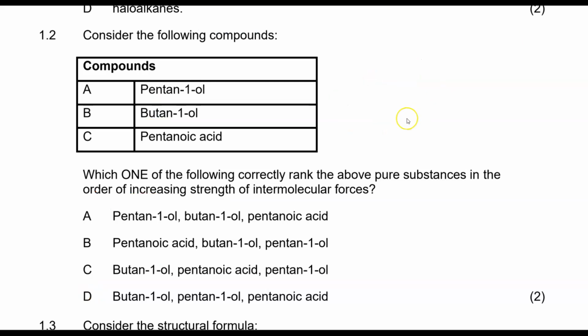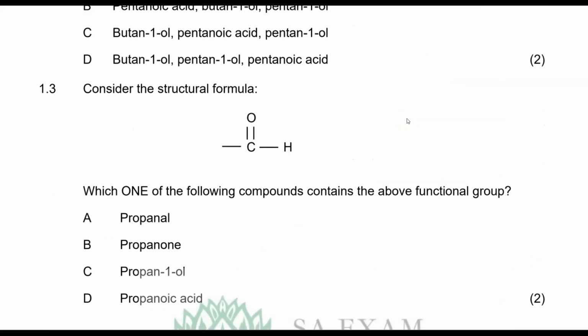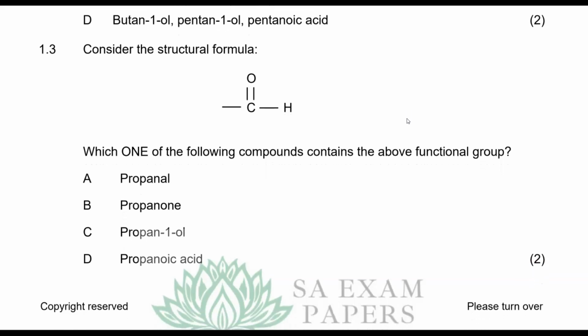Okay, let's move on to the next question. The next question is asking us to consider the structural formula here. The structural formula has a carbon here. Let's just take this as an R group. It could be a carbon, let's say it's a carbon. So you have your carbon, then your carbon double bond, and then your hydrogen.